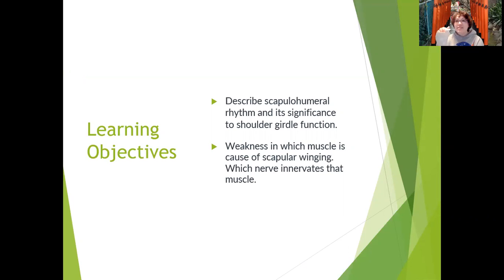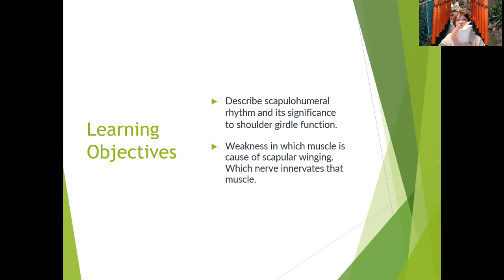Scapulohumeral rhythm is the combined motions of the shoulder girdle and the glenohumeral joint. We want to know what it is, and its significance to shoulder girdle function. We'll talk about it again as we talk about the glenohumeral flexors and abductors. As a group, you can also talk about them as elevators because we're elevating the upper extremity.